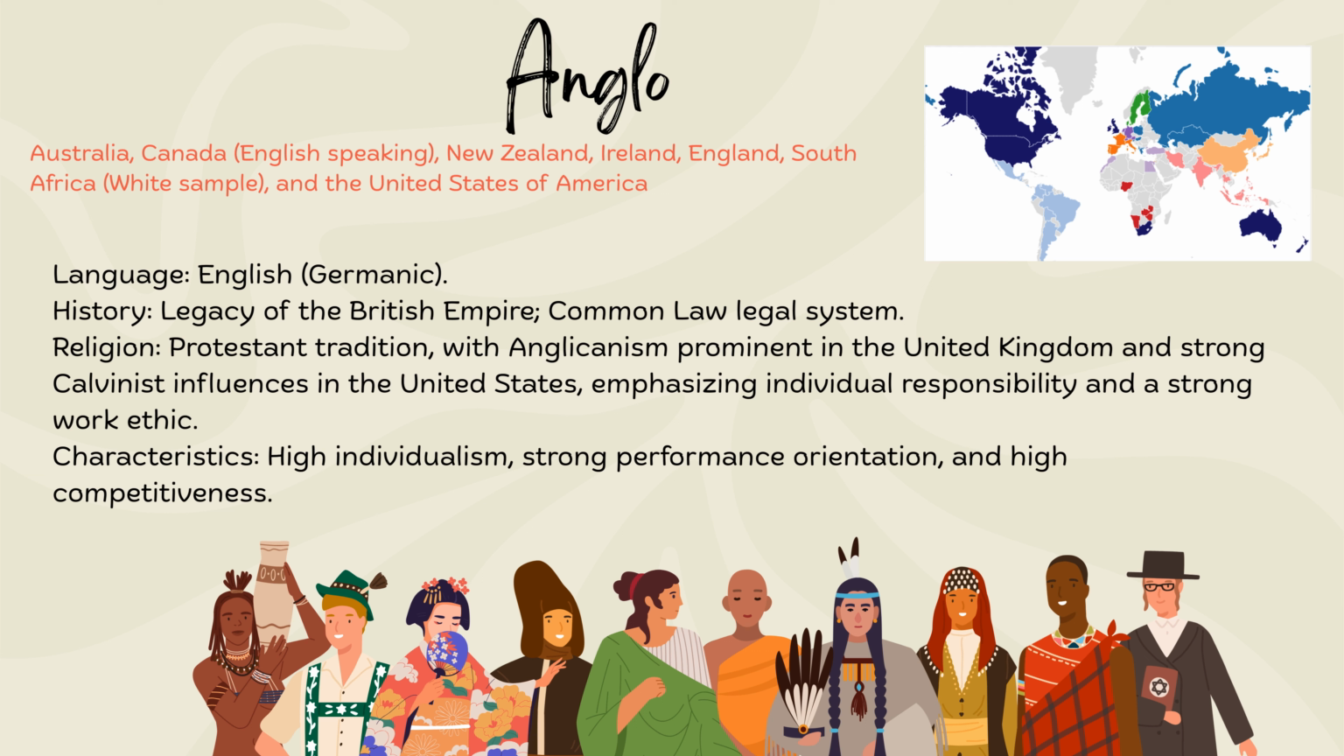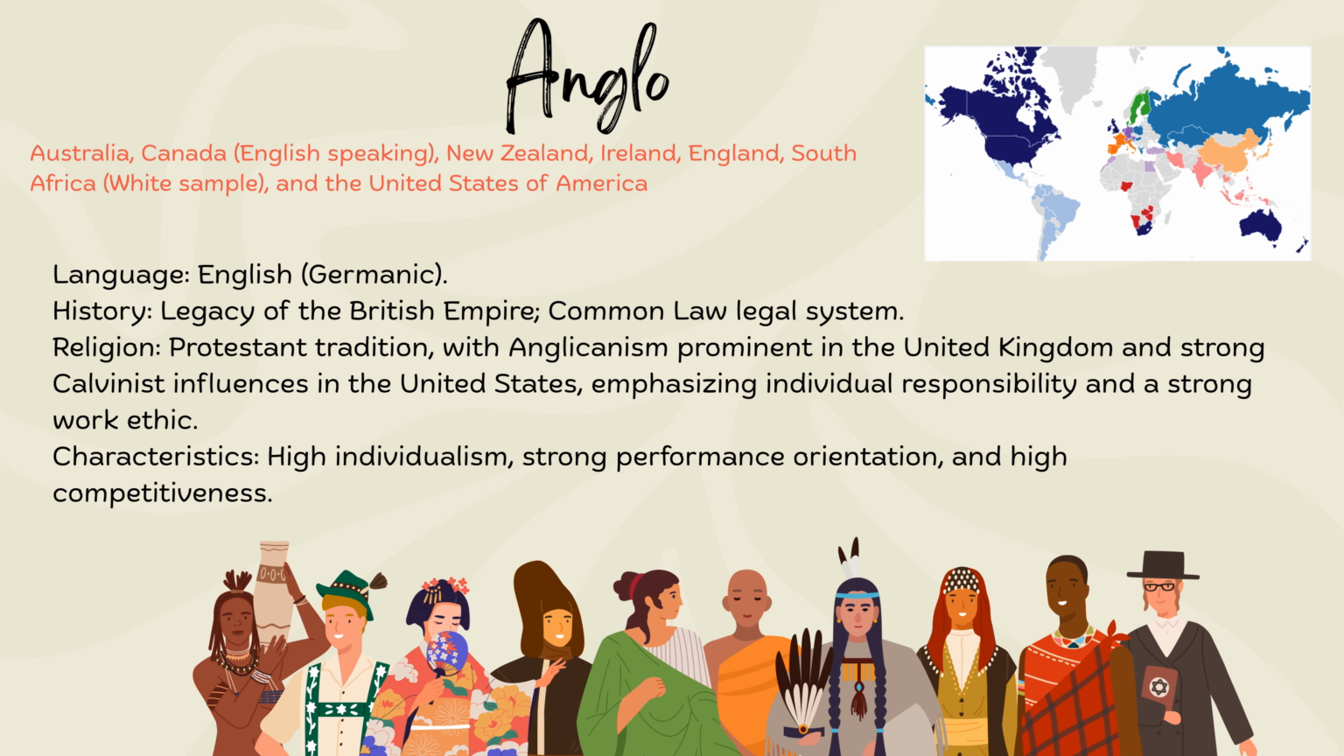Third, let us turn to religion. While the religious composition varies, the cultural values are deeply rooted in the Protestant tradition. In the United Kingdom, Anglicanism is the established church, whereas in the United States the influence of Calvinist Protestantism is particularly strong. Both emphasize individual responsibility, discipline, and the value of hard work, what Max Weber famously described as the Protestant ethic. These religious roots have played a significant role in shaping the Anglo world's emphasis on self-reliance, personal achievement, and moral responsibility in work and life.